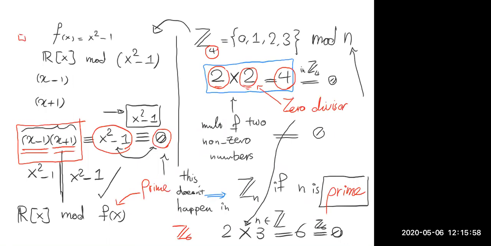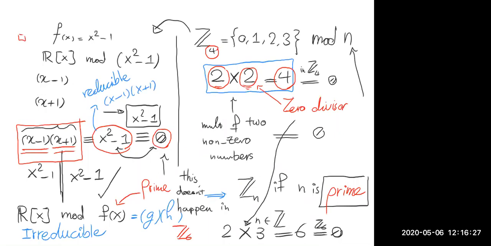Actually, the word we use here is irreducible, which means we shouldn't be able to decompose f any further. We shouldn't be able to write f as multiplication of two other polynomials which are not invertible. Here, x squared minus 1 is reducible in the sense that we can decompose it into x minus 1 times x plus 1. Okay, so let's look at an example.